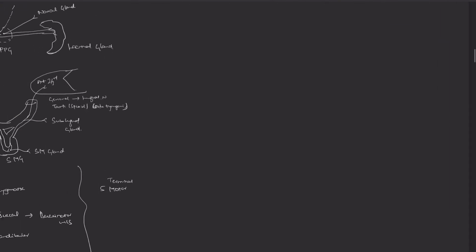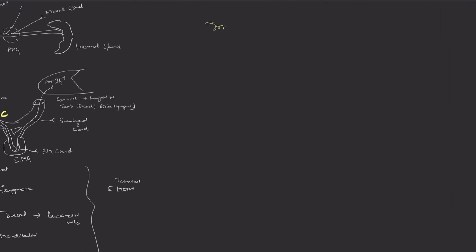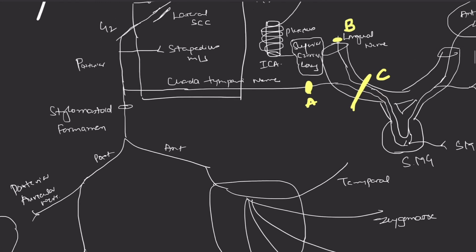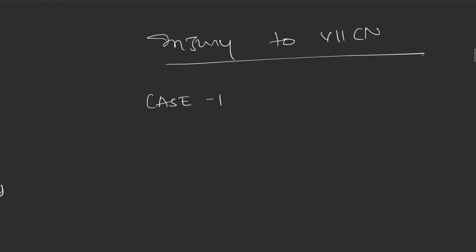Now coming to the next part, the injuries to the nerve. Let us discuss the injuries to the 7th cranial nerve. Case 1: whenever there is an injury before the nerve enters the stylomastoid foramen. What will happen? This leads to ipsilateral facial paralysis.